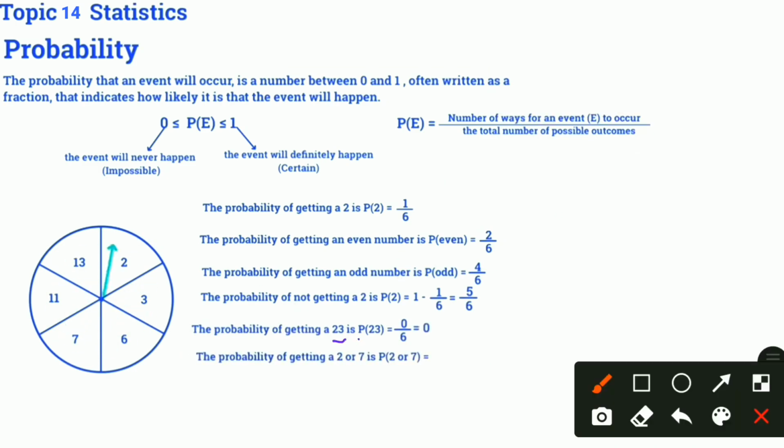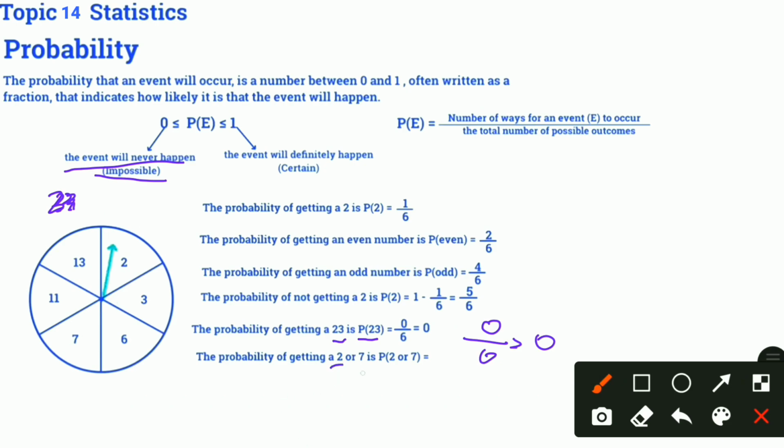The probability of getting 23, P(23), means actually there is no 23. So it is impossible that the event will happen. There's no 23, so we're going to write it down as 0 upon 6. So it's going to be 0 probability. It is impossible to get 23 in the spinner.